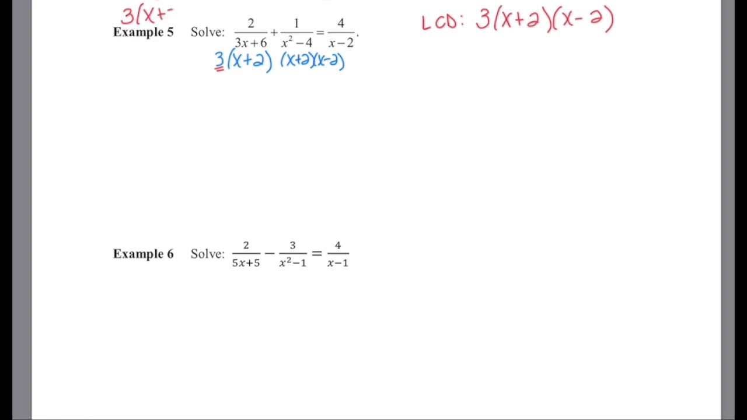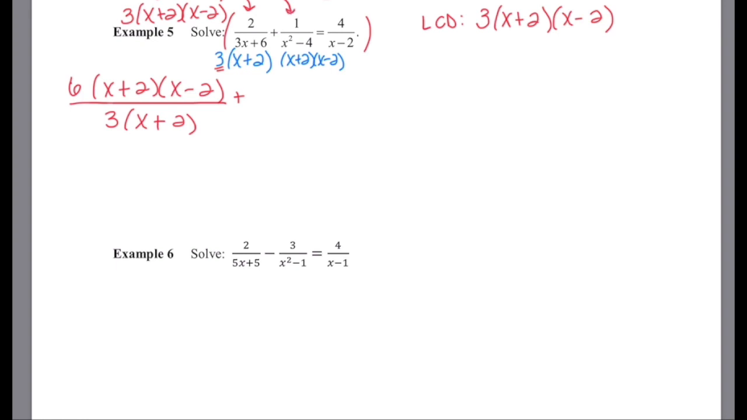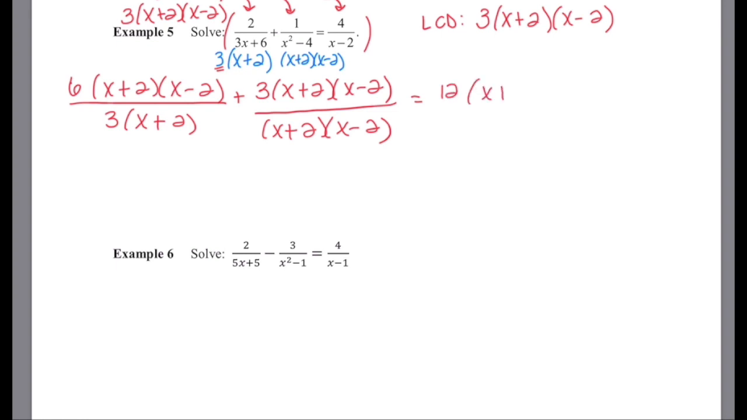So I'm going to multiply each numerator by that common denominator. So we'll have, 2 times 3 would give us 6 times x plus 2, x minus 2 over 3 times x plus 2. 3 times 1 would still be 3 times x plus 2, x minus 2 over x plus 2, x minus 2, equal to 4 times 3 is 12 times x plus 2, x minus 2 over x minus 2. Now we can go ahead and eliminate common binomials that are common factors. So 6 divided by 3 would be 2, x plus 2, x minus 2, and here.